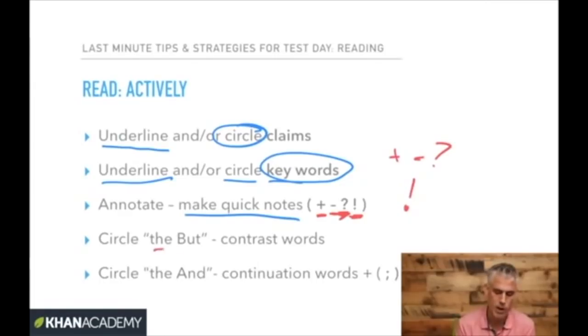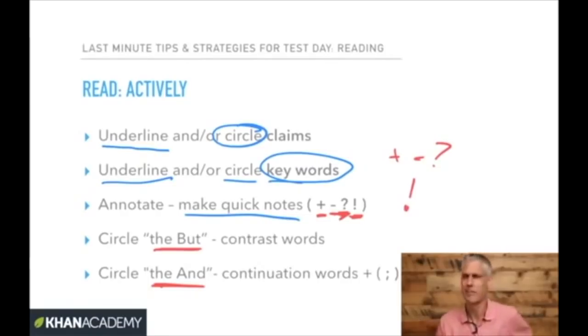The other 2 points I want to make are circling the but and circling the and. The but is basically contrast words, and you could probably think of them right now. We have however, unfortunately, there are tons of them. Nevertheless, even so, in fact is actually a contrast word.